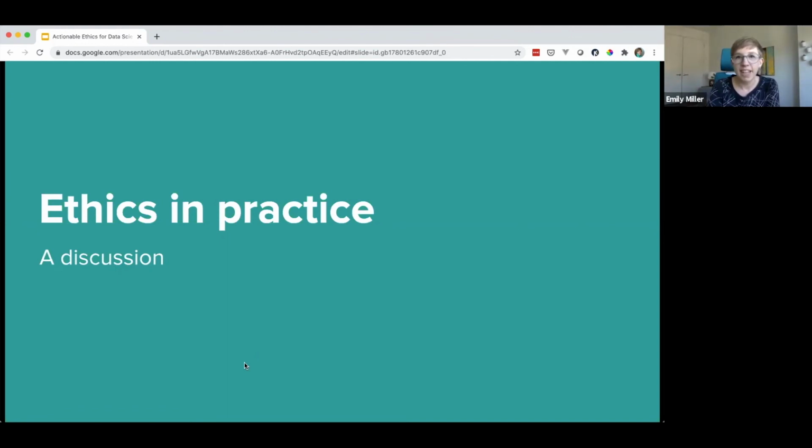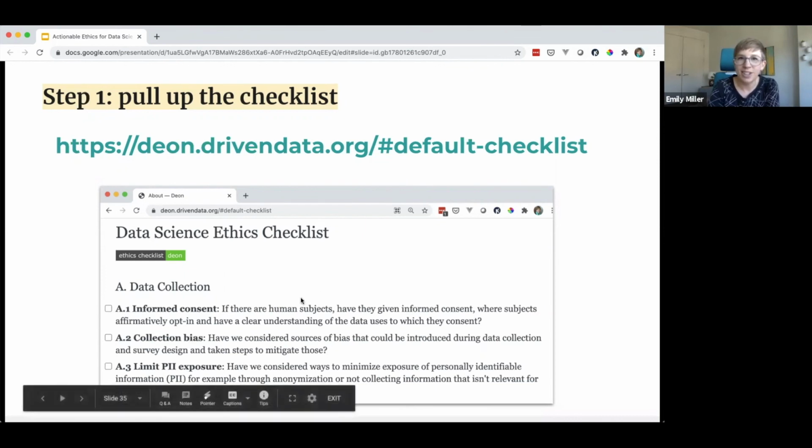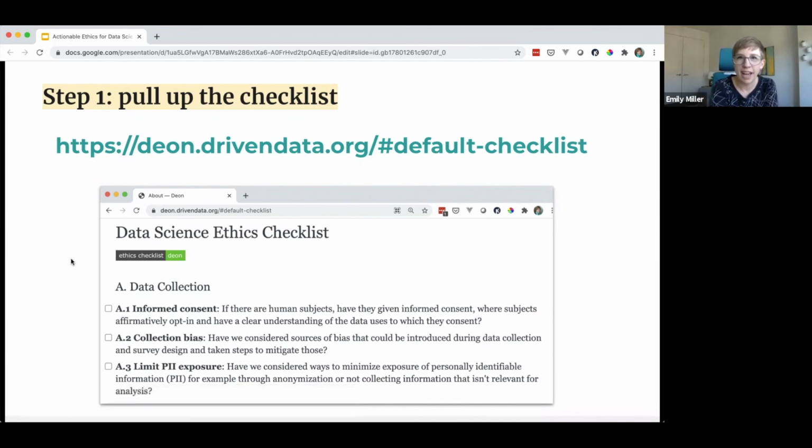So I'm going to give us a mock scenario, and then in the chat, we're going to start having a discussion. But before we move over to the chat, what I want everybody to do is to first pull up the checklist. The easiest way to do this right now is to go to dion.drivendata.org/default-checklist. I will drop this link in the chat as well. Please pull up a new tab, open up the checklist, and it should look like this. It tells you you're in the right place. I'll give everybody a moment to do that.